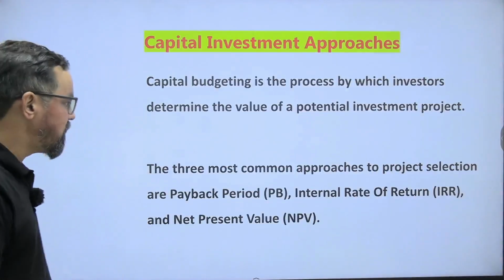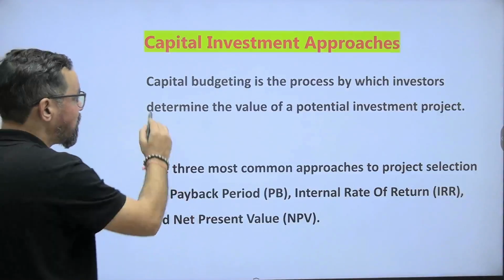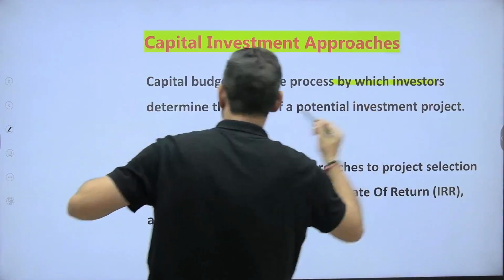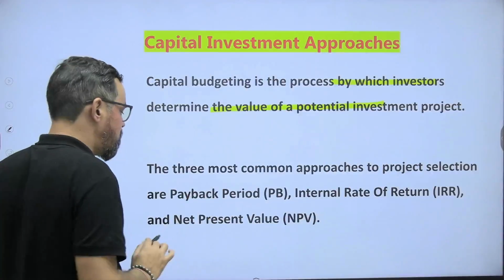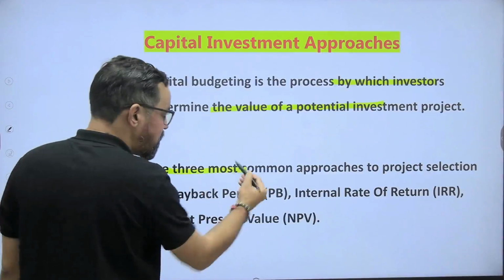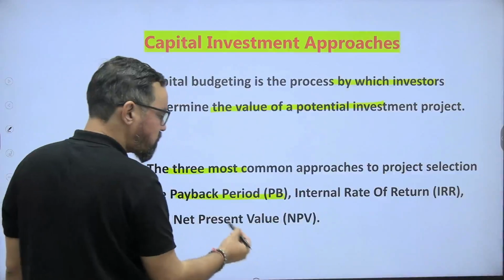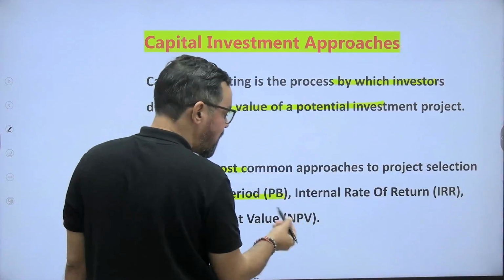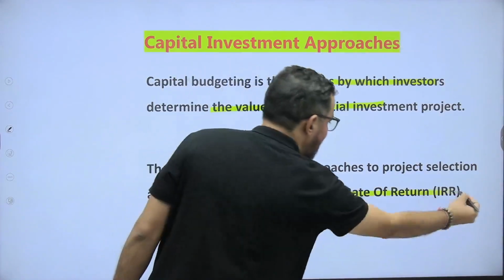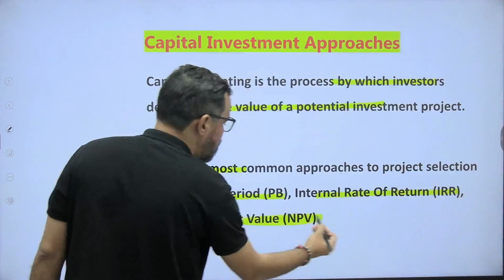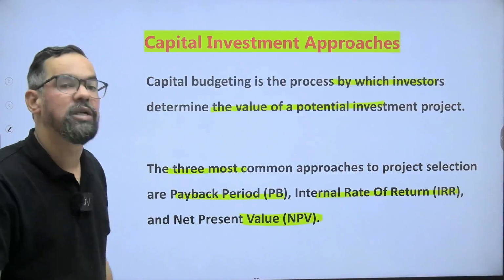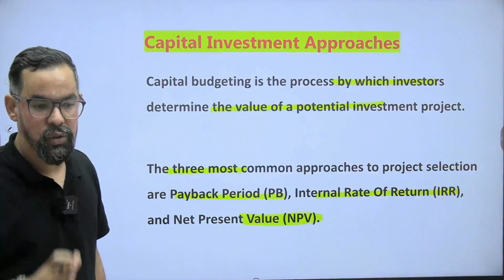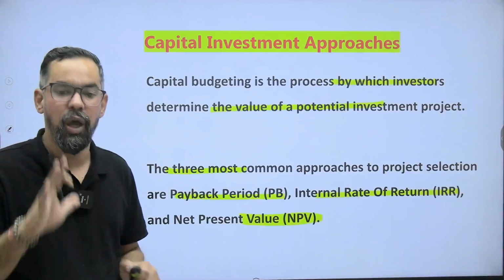So, capital investment appraisals. Capital budgeting is the process by which investors determine the value of a potential investment project. We have three major methods: payback period, which is non-discounted; then IRR, which is discounted; and the most important one, NPV. Apart from this, we have one more non-discounted method, that is ARR also. So we are going to discuss all these four one by one.